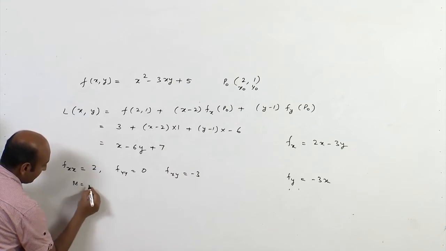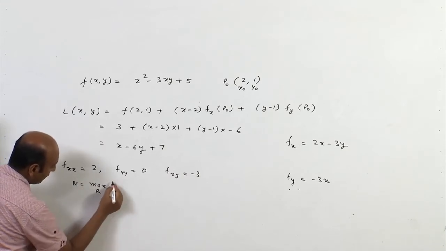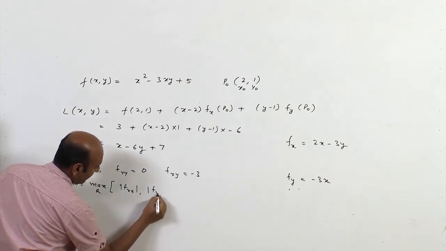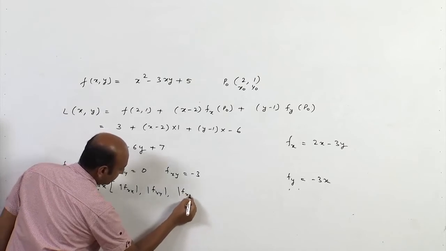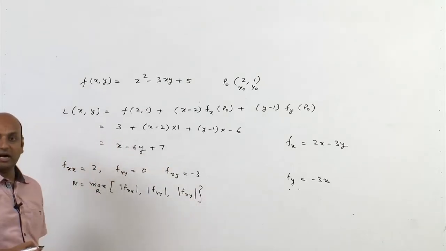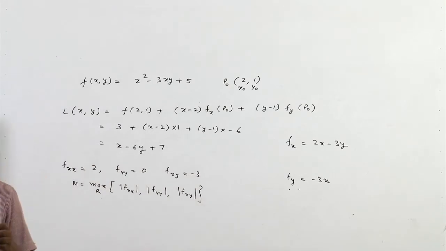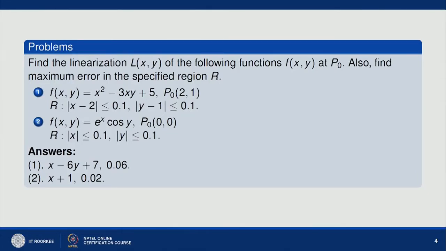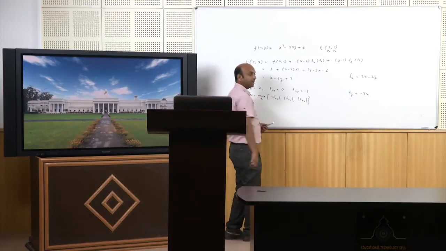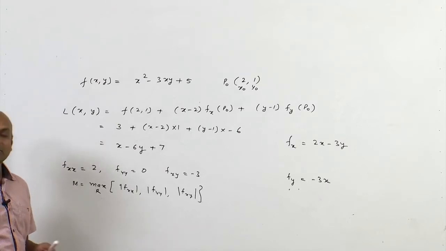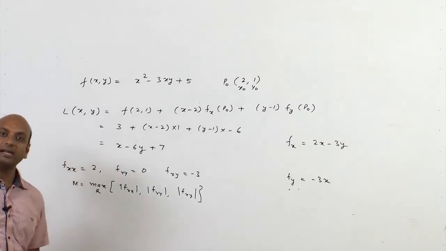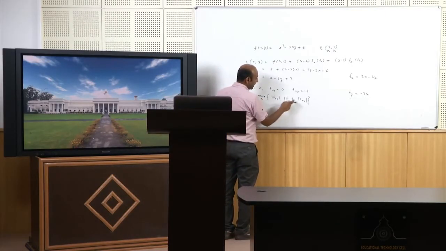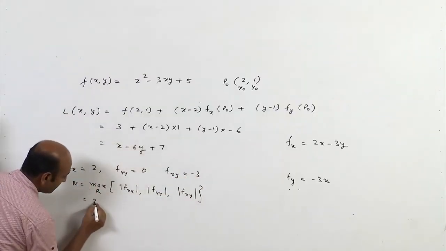So, M, which is the maximum over R of |f_xx|, |f_yy| and |f_xy| over the region R, which is given by |x − 2| ≤ 0.1 and |y − 1| ≤ 0.1. Here these values are constant, they are not dependent on x or y. So, their maximum value will remain the same on any region R. So, this is 2, this is 0 and this mod is 3. So, maximum will be 3.